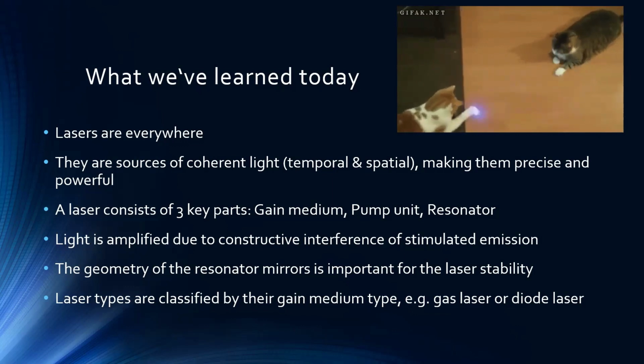The geometry of those resonator mirrors is really important for the laser to be stable. That means not having too much loss of light shined out of the system. And we have many different laser types that are classified by the gain medium type, for example, gas lasers, diode lasers, you name it.